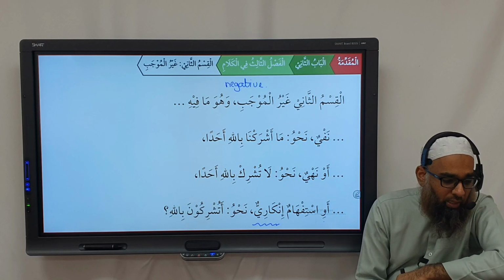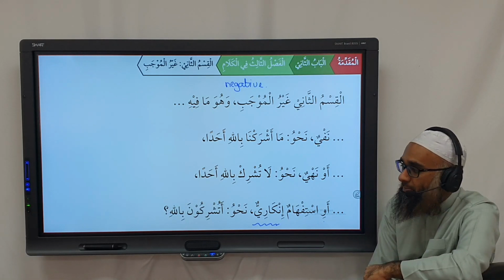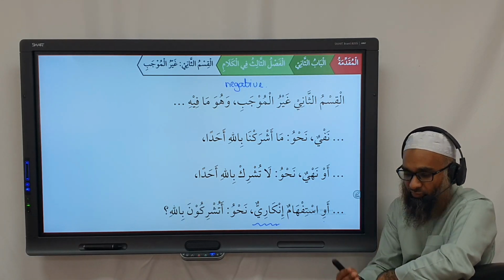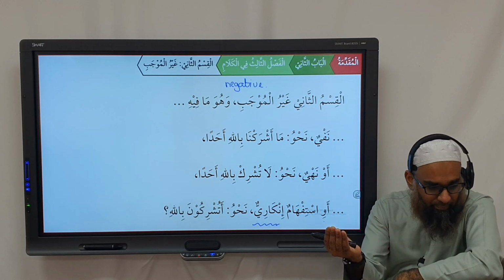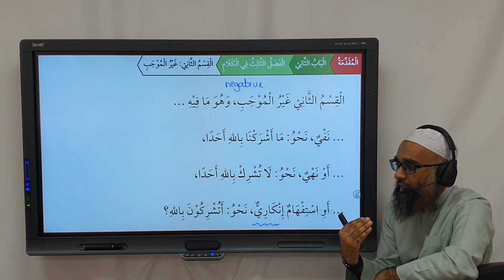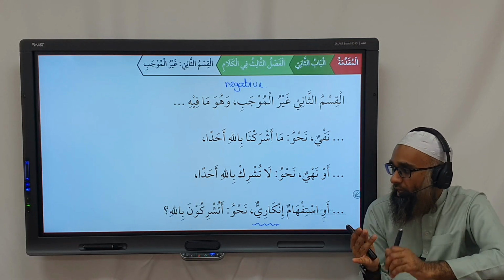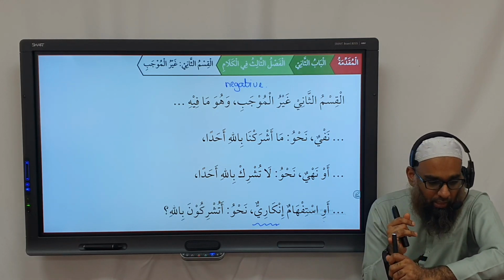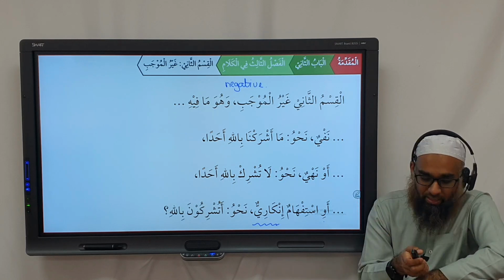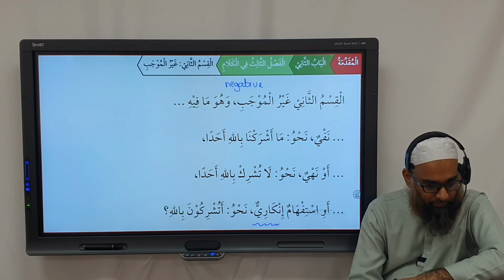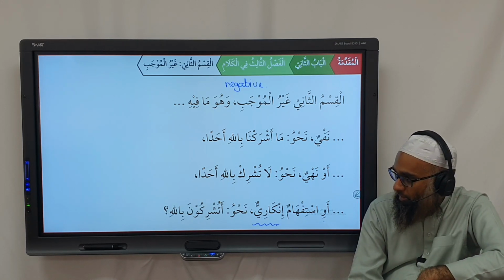So all of these are called what? Kalamun ghayru mujabin, or ghayr al-mujab. So the first is an affirmative kalam, and the second a ghayr mujab, a negative kalam. An affirmative doesn't have a nafi, a nahi, or an istifham, and a ghayr mujab will have any of these three. Understood?